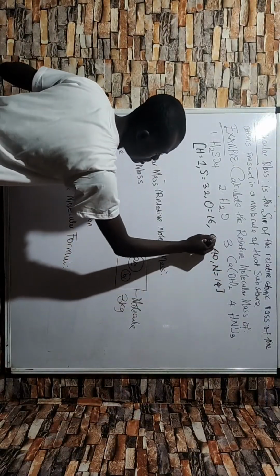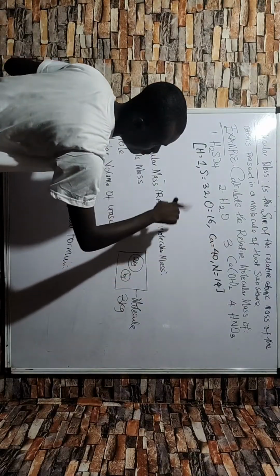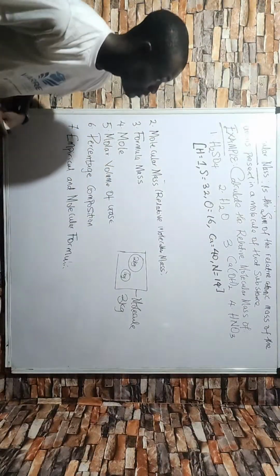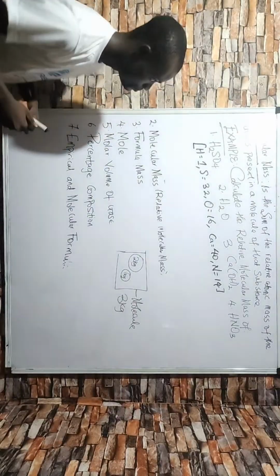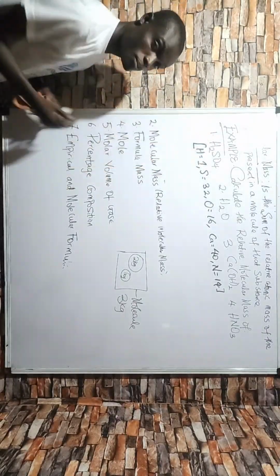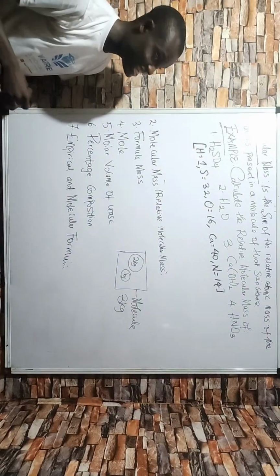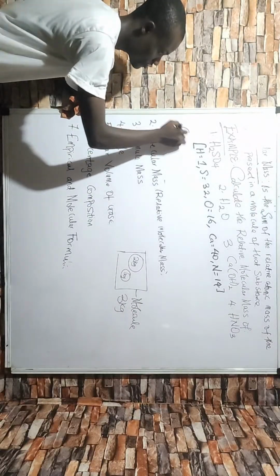This is calcium, not carbon. Then do we have carbon? Okay, we don't have carbon. Carbon is 12. So now let's calculate. Now pay attention. Let's start with this compound, sulfuric acid, H2SO4.